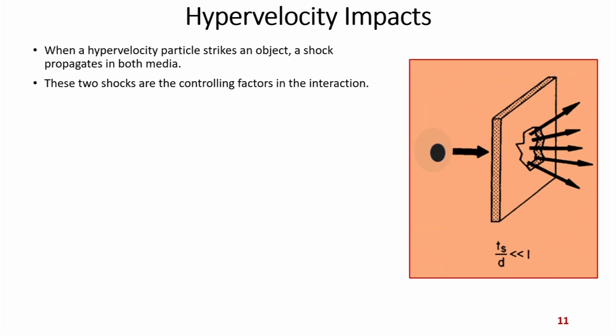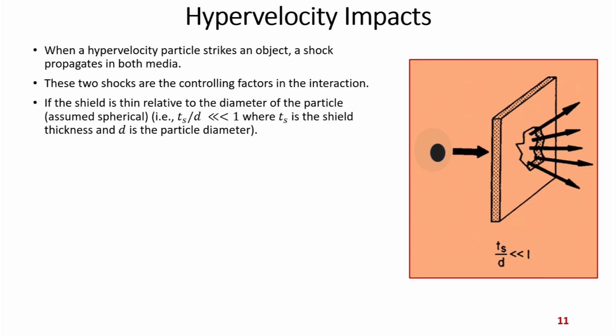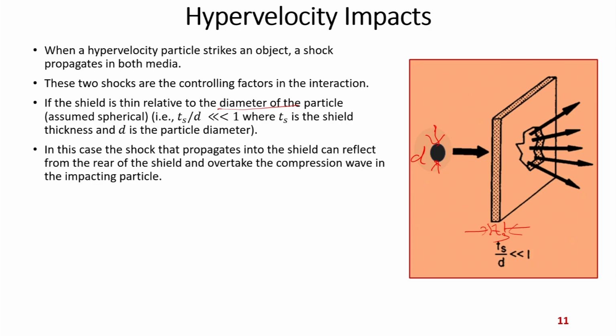So, you can see this one; we will see what this is. What is the condition here? Here the shield is thin relative to the diameter of the particle. The diameter of the particle is d, and T s is the shield thickness. If this is the case, what will happen? In this case, the shock that propagates into the shield can reflect from the rear of the shield.